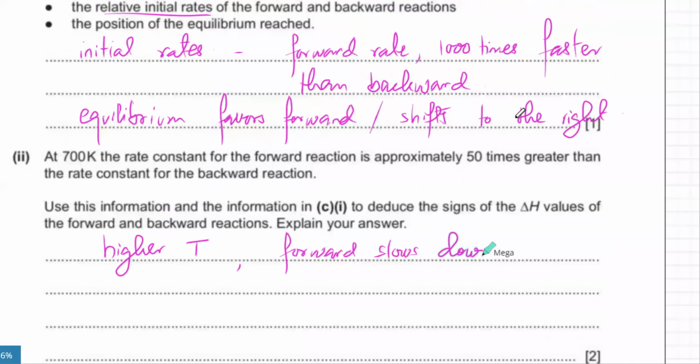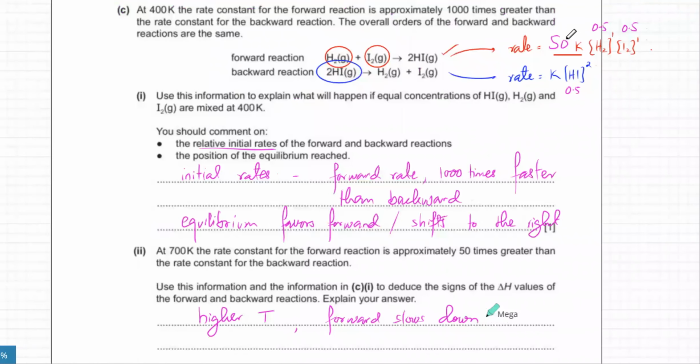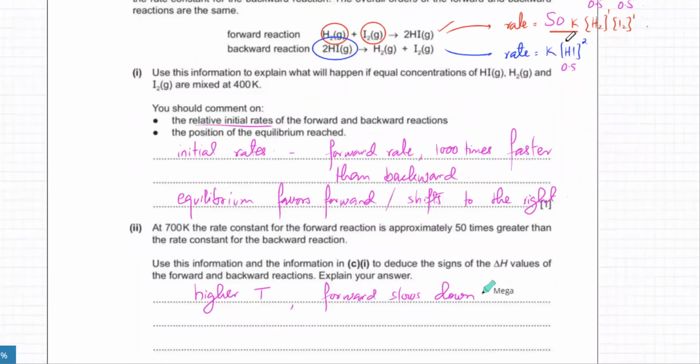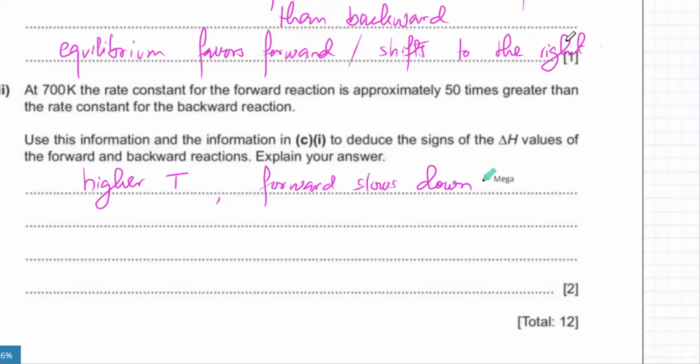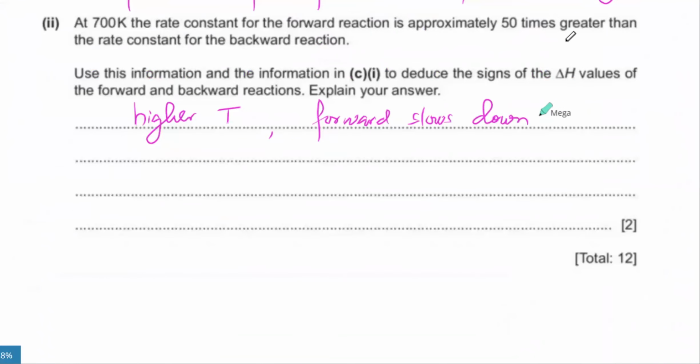Like at 400 kelvins, the forward had a factor of 1000. It was 1000 times faster than the backward, right? But now the difference between the K values in the forward and backward is just 50. So that means the forward is really slowing down now. So they say, can we guess the forward reaction is exothermic? Now at high temperature, which reaction is favored?